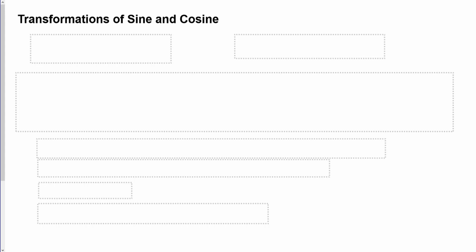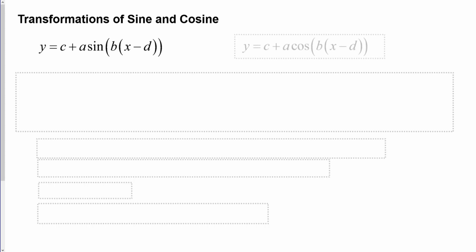Now let's take a look at the different transformations of sine and cosine. So the transformations of the functions sine and cosine can be wrapped up in these formulas right here. So y equals c plus a sine, in parentheses, b times the quantity x minus d. And similarly, y equals c plus a cosine, then in parentheses, b times the quantity x minus d. Which may look confusing at first, but we'll talk about all the different changes and how they work out.